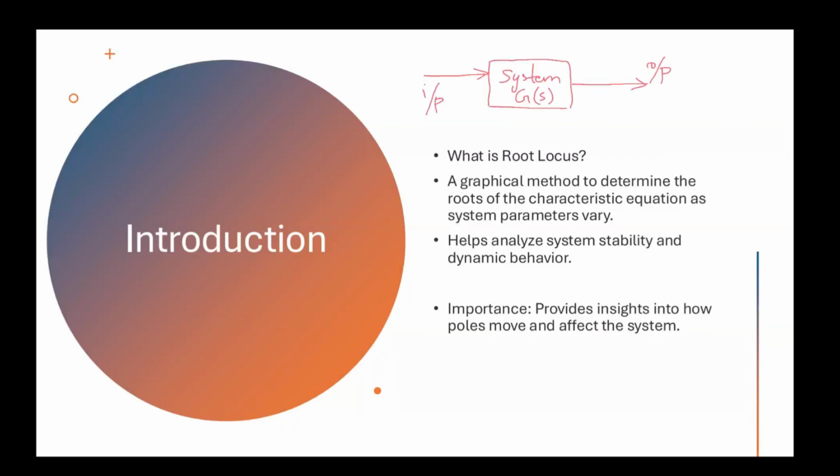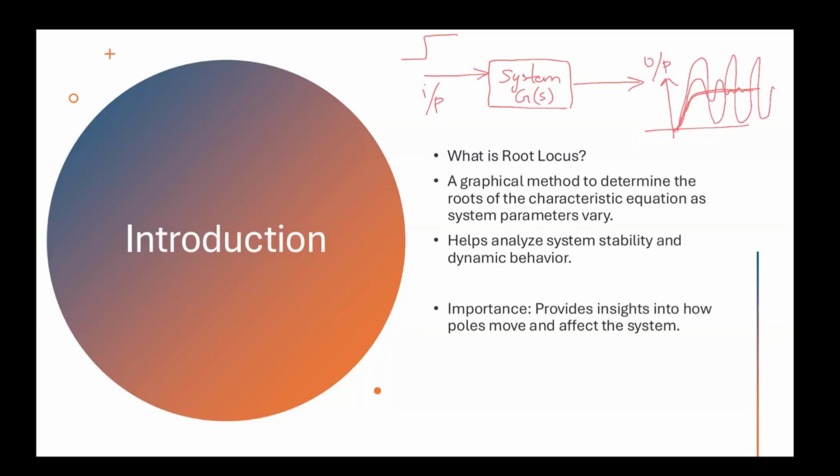Suppose we are giving some input to the system and we need to analyze the output of the system. When we are giving a step input to the system, the output response can be settling at the final value. It can have oscillation and then settle at the final value, or it can have continuous oscillations. So it can have any kind of these responses.